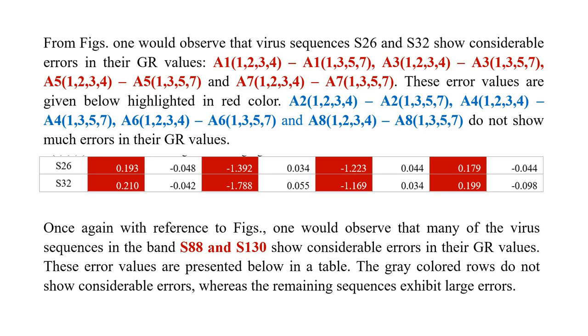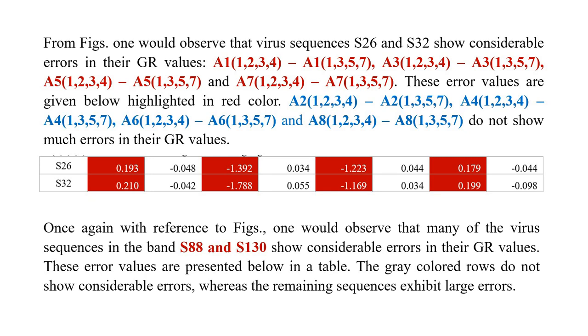That is, A1 of 1234 minus A1 of 1357, A3 of 1234 minus A3 of 1357, then A5 of 1234 minus A5 of 1357 and A7 of 1234 minus A7 of 1357. These error values are given below, highlighted in red color.